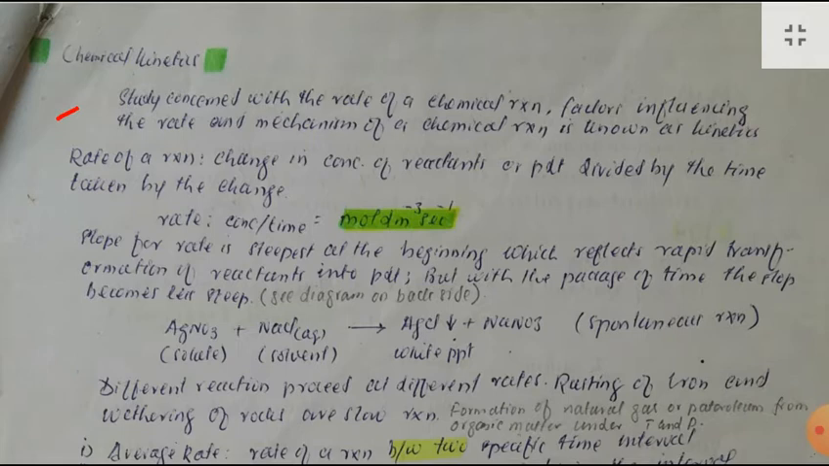So basically, rate of reaction is the change in concentration of reactant, or change in concentration of product, divided by time. So here we have a unit as well. This is the rate, which is equal to concentration per unit time. Concentration is expressed in mole per dm3, and for time we use the unit second. So as a whole, the unit for it will be mole per dm3 per second, that is mol dm^-3 s^-1.